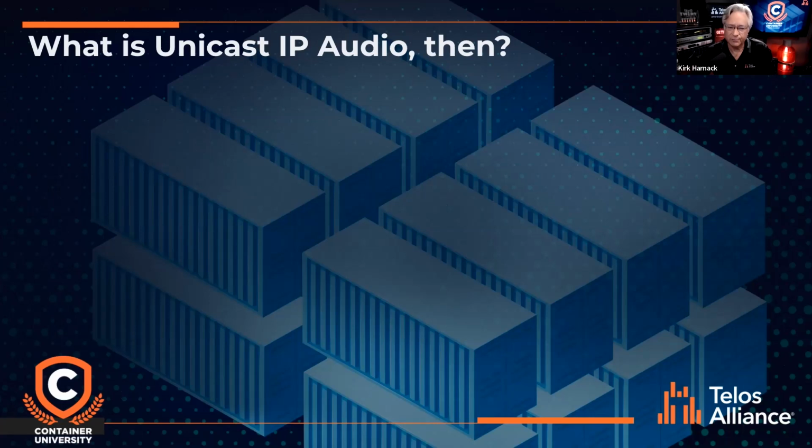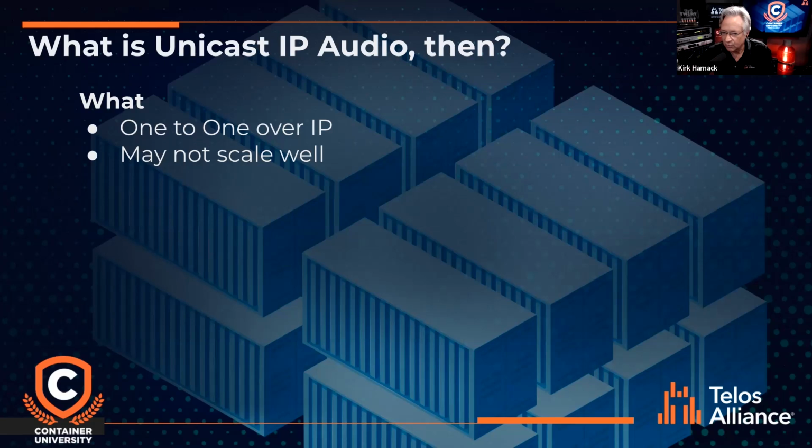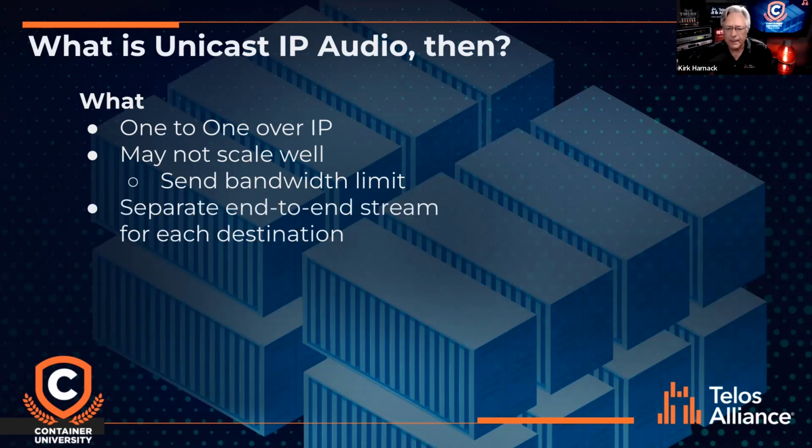So let's look at unicast in the same way. Again, that's a one-to-one transmission from one point in the network to another, a sender and one receiver, each identified by a network IP address. So what is it? It's one-to-one over IP. It may not scale well because there's going to be a bandwidth limitation at the sending end. If 200 receivers want to get this stream, and we try to send 200 streams, well, that's 200 times the bandwidth of each individual stream. So it can add up to a lot pretty quickly. It's a separate end-to-end stream for each and every destination. It does use what you might call unsophisticated switches. So that's a benefit.